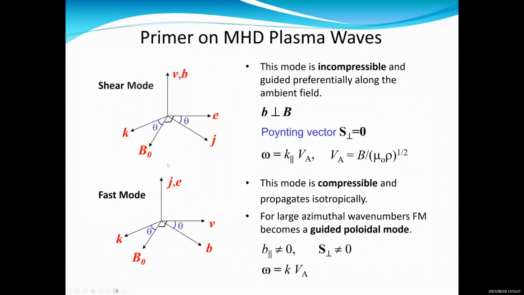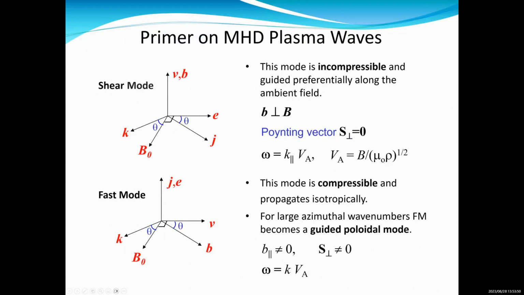This is the geometry for two different MHD plasma waves, the shear wave and the fast mode. There's also the slow wave, but we'll ignore that. I'll let you look at the geometry. The difference I want to point out is that in the case of the toroidal mode, there's a parallel current along B. There's a simple dispersion relation in which the wave frequency is the parallel wave number times the Alfvén speed.